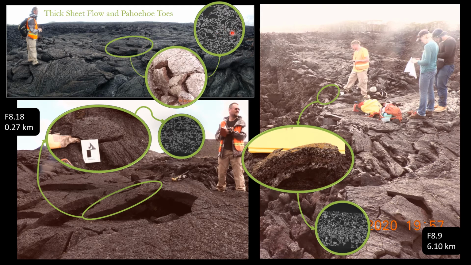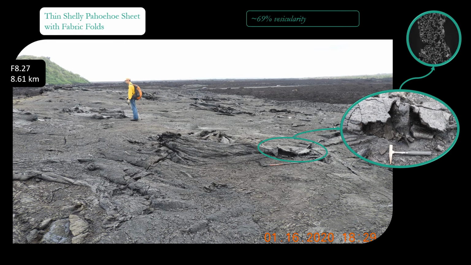These more dense collapsed mesh samples tend to be from thicker po'o'i deposits. So you've got a thicker sheet flow here and thicker po'o'i toes. This is another sheet flow here, and then this is an amalgamation of different thick po'o'i sheet flows and toes. And finally, these more middling vesicularity samples came from a very, very thin, shelly po'o'i sheet flow that then ended up forming fabric-like folds around this obstruction along the channel.